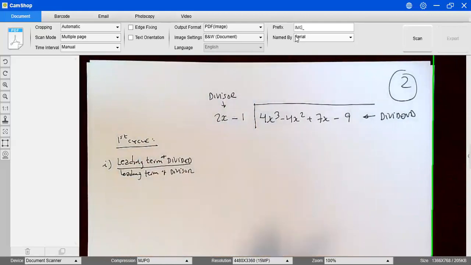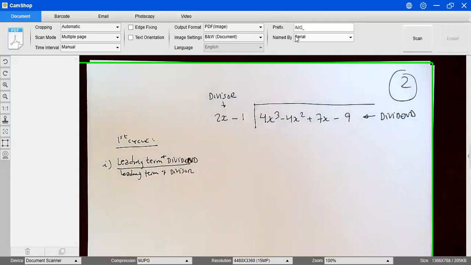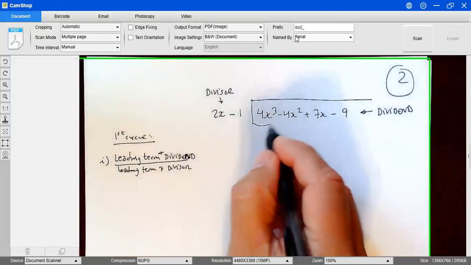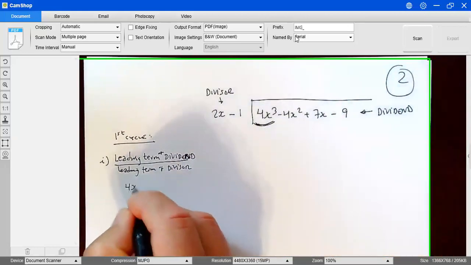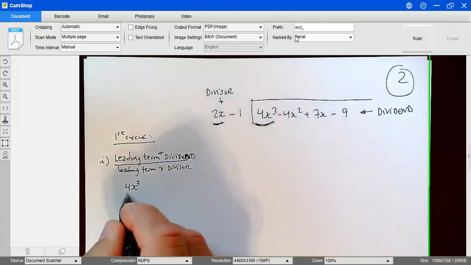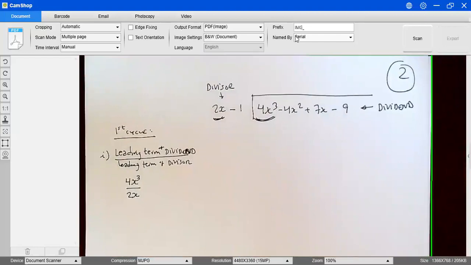Okay, leading term of the dividend over the leading term of the divisor. So what are those terms? This is the leading term of the dividend, so it's 4x cubed, and this is the leading term of the divisor, so it's going to be 2x. So I have the division of two monomials.